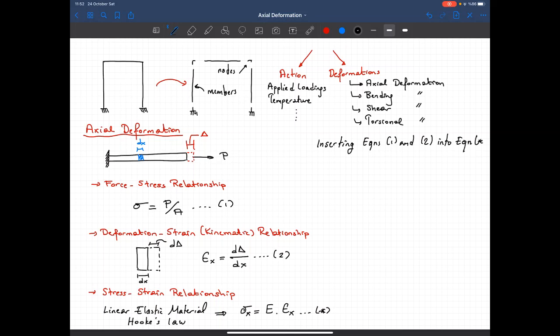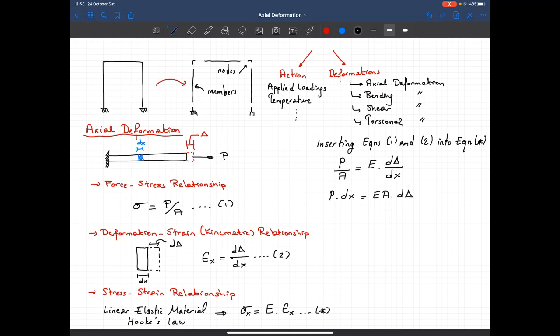equation star. So instead of stress, I'm writing P divided by A is equal to elastic modulus multiplied by d delta divided by dx. Okay, rearranging the terms, I have P times dx is equal to E times A times d delta.